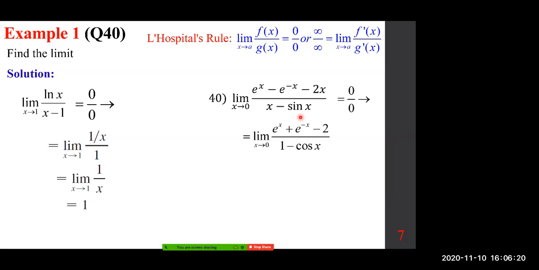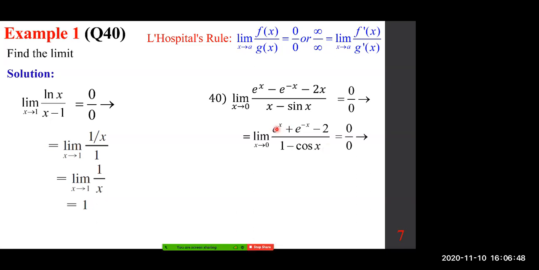Again, I want to make sure everybody understands that the derivative of negative e to the power of negative x becomes positive, okay? All right, plug in. You get 1 plus 1 minus 2, 0. Cosine of 0 is 1. And I hope you see that you get 0 over 0 again, so you can use L'Hopital's rule again.